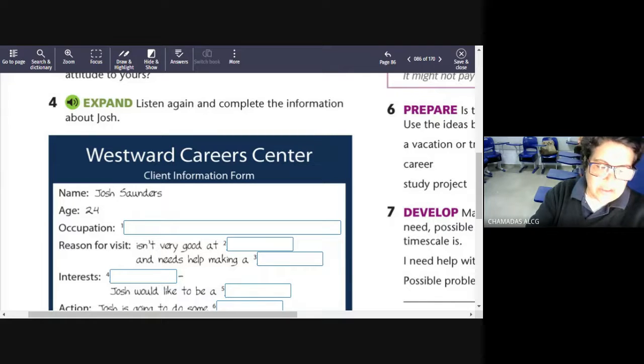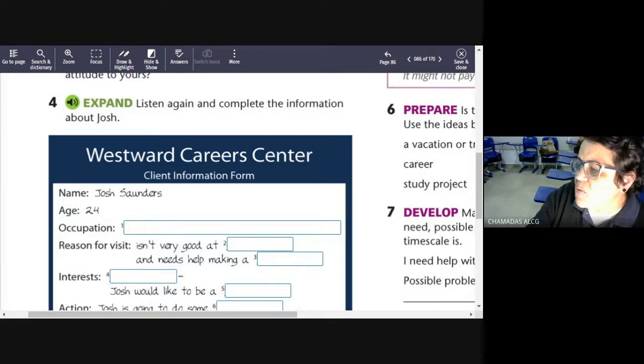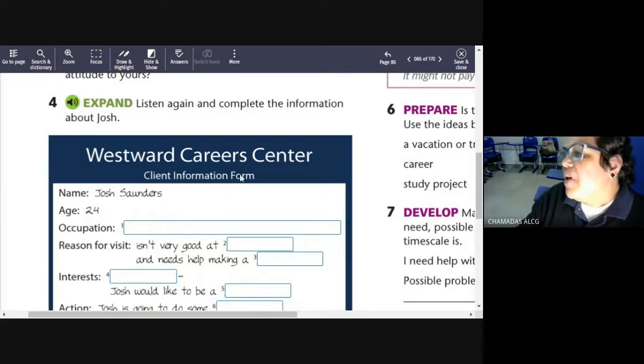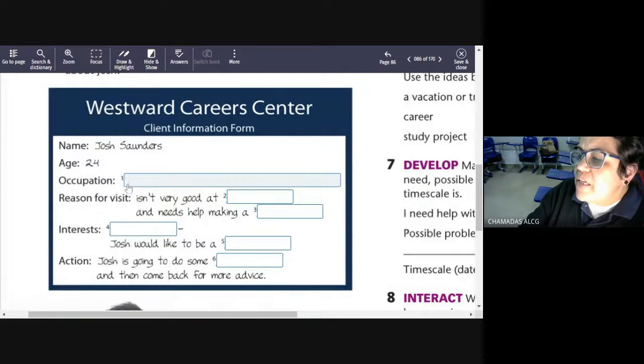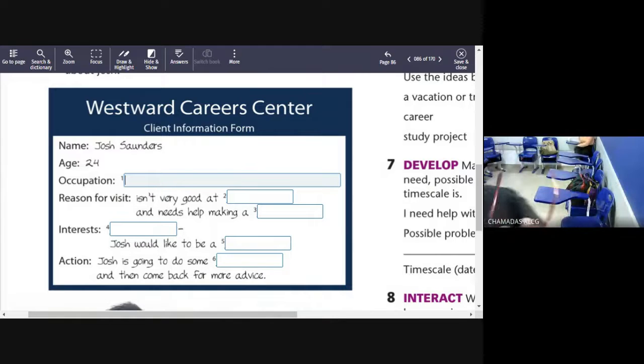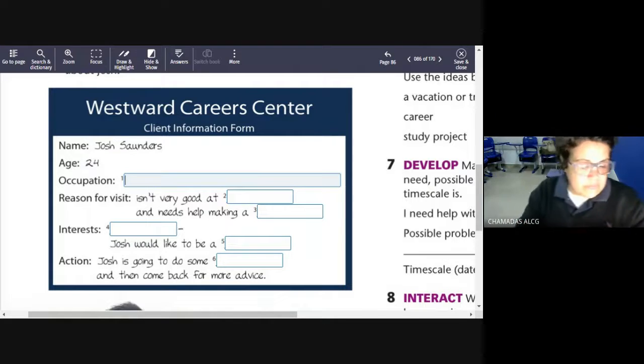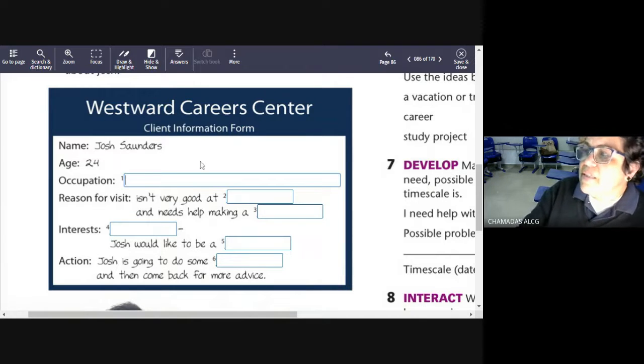All right. So, yeah, he has some work to do, right? So let's check out the information that is missing here in this form. Let's see. Here we should write his occupation. So what does he do? At the moment, he is an assistant manager.